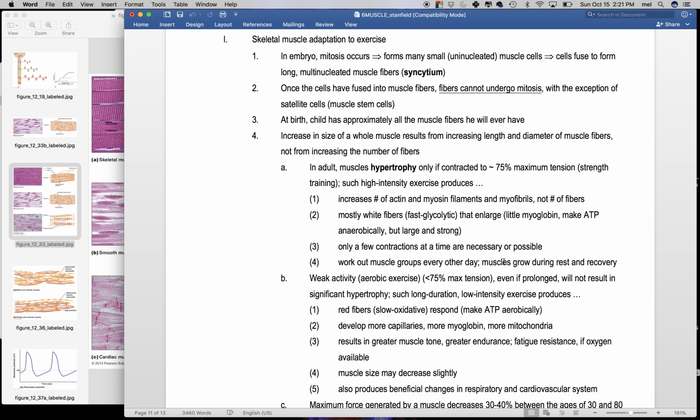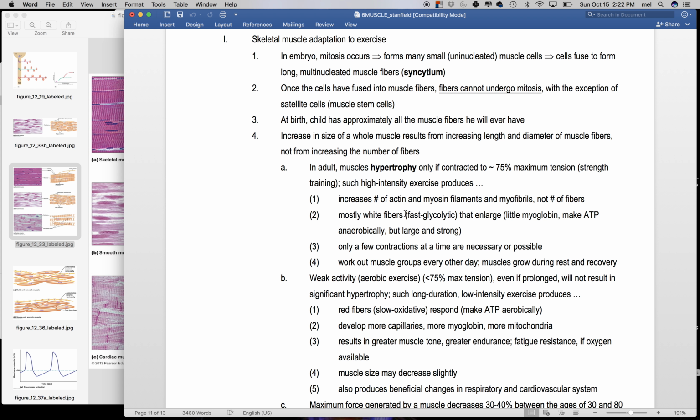You will increase the number of actin and myosin filaments. You'll increase the number of myofibrils in each fiber, but you don't increase the number of fibers. And of course, since the type of behavior that you're doing is mostly lifting something up and putting it down relatively quickly, you're not, for instance, doing this for an hour and a half, you're doing it for a few minutes, then what you get disproportionately is mostly white fibers responding. Remember that those are the bigger fibers, and they will enlarge, and you'll get more fast glycolytic fibers.